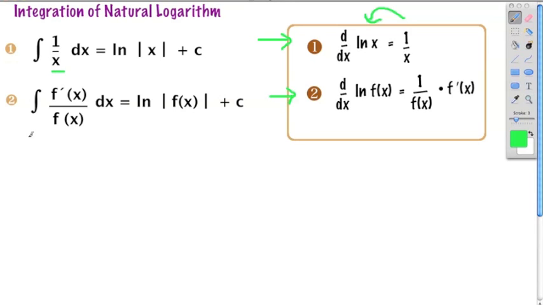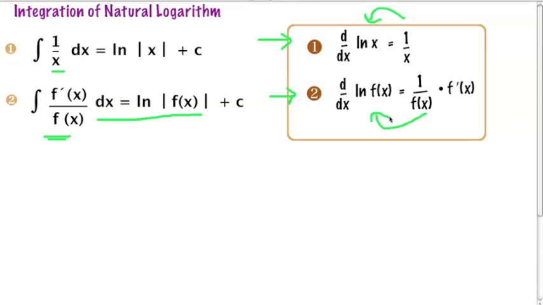To integrate this form of equation, the answer that we will get will be ln f(x) plus some constant. Again, you can see the relation is just the reverse of the differentiation. This formula will make it easier for you to tackle the questions without having to remember lots of formulas. So I will show you the types of questions that involve the integration of natural logarithm.